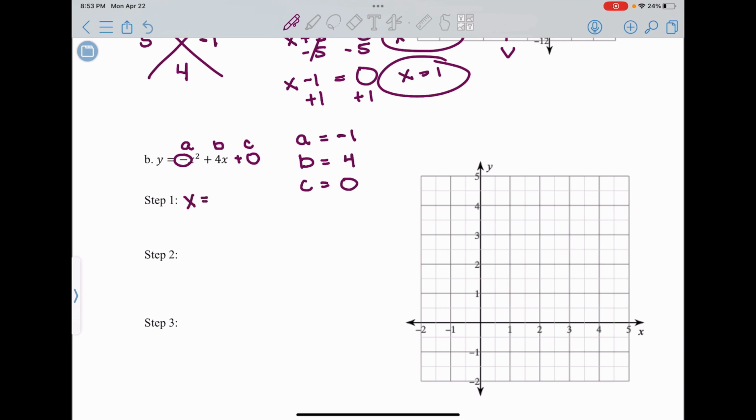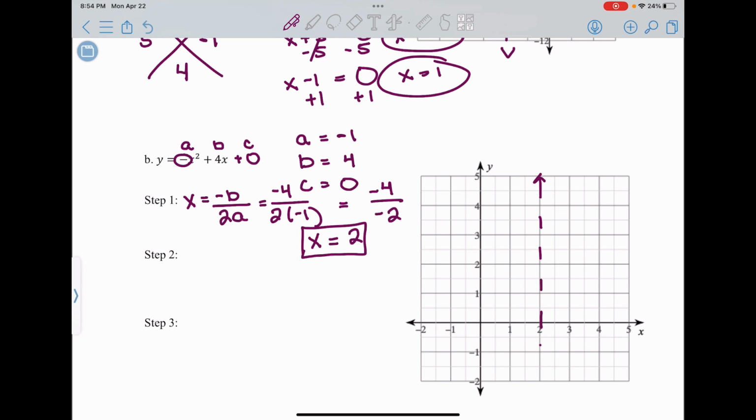My equation for the axis of symmetry is -b over 2a. So plugging in my values, I have -4 divided by 2 times -1. 2 times -1 is -2, and -4 divided by -2 will give me a +2. So x equals 2 is my axis of symmetry, which means the x-coordinate of my vertex is 2.